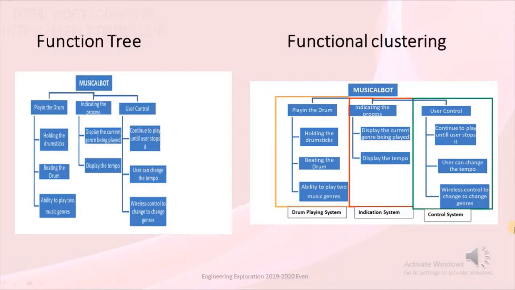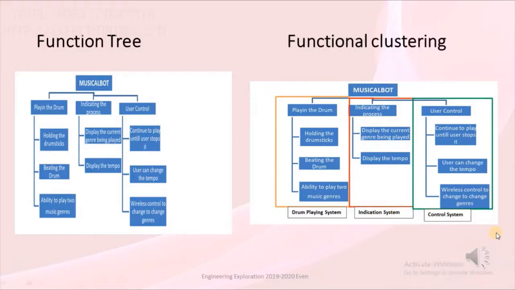In indicating the process, that is the user indication system, the user needs to know which genre is being played and at which tempo it's being played. So the indication process works with that. And the user control system is used to play until the user stops it. That's a major function in the need statement. Then the user can change the tempo, and also wireless control should be there for changing the genres and the tempos. This is a functional tree.